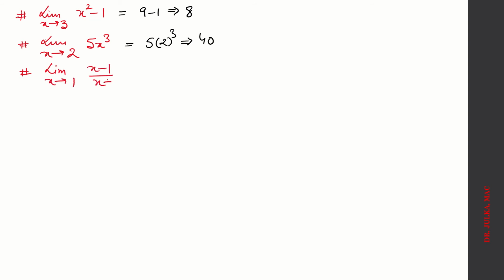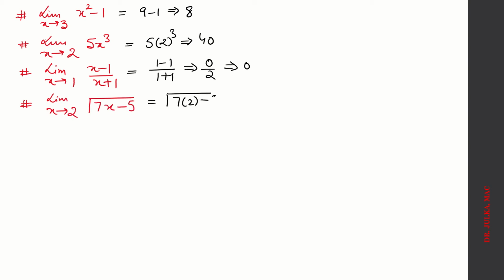Next question, limit x tends to 1, x minus 1 whole divided by x plus 1. If we replace x by 1, we will get 0 by 2, which is equal to 0. Next question, limit x tends to 2, in root of 7x minus 5. Replace x by 2, we will get in root 14 minus 5, which is equal to root 9, which is equal to 3.